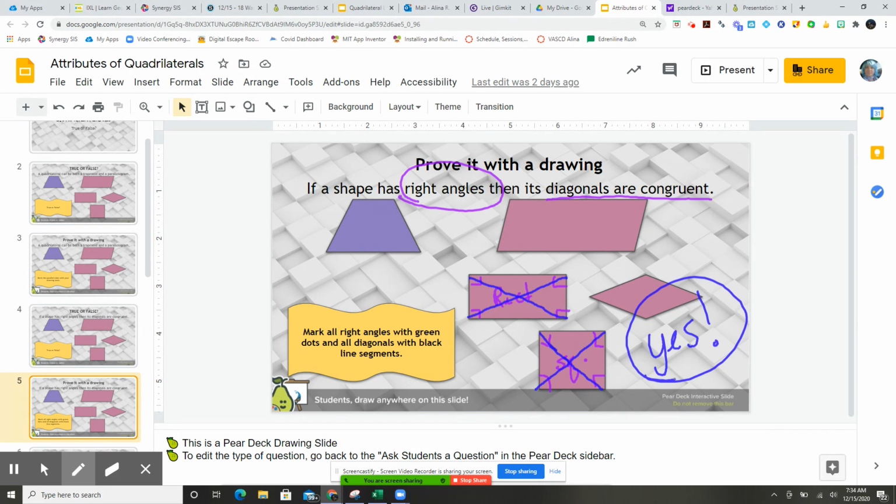Once they've been kind of run over by a truck and they don't have right angles anymore, then the diagonals aren't congruent. One diagonal has gotten short and the other diagonal has gotten long. So the diagonals are only congruent when we have right angles. Have you guys had enough time to draw those? I can't watch your pear decks and draw on mine at the same time.